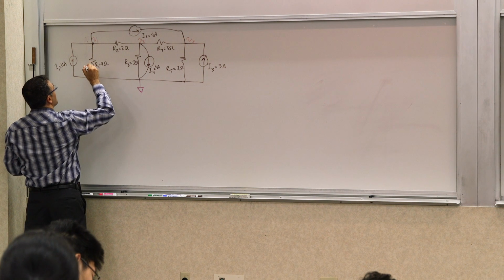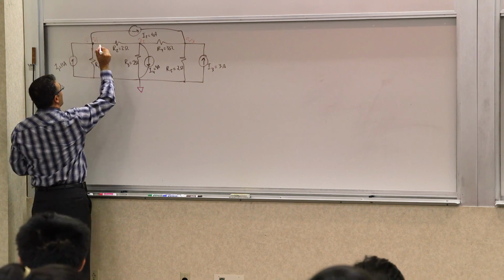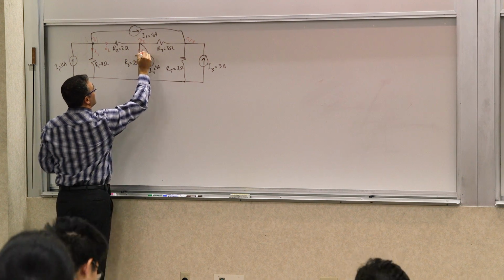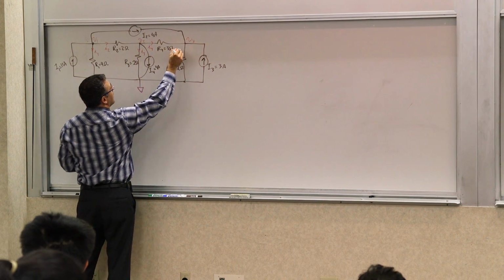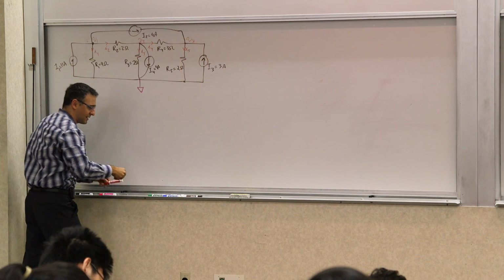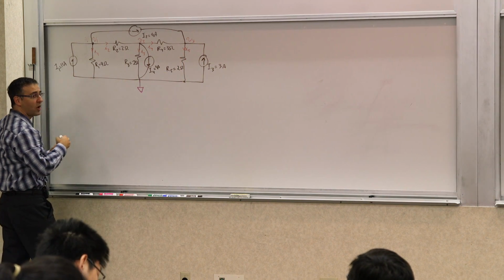So for example, on node 1, let's define this as current I1, current I2, current I3, current I4, current I5. I'm going to write these this time, and you can try to do it as well.